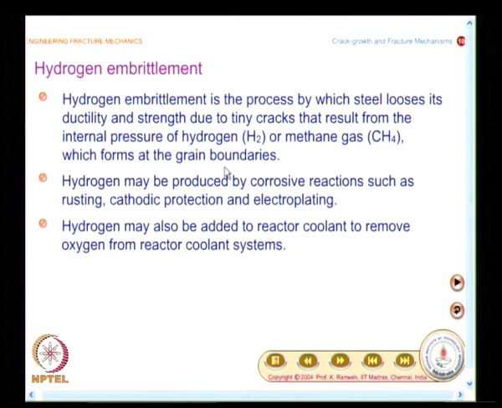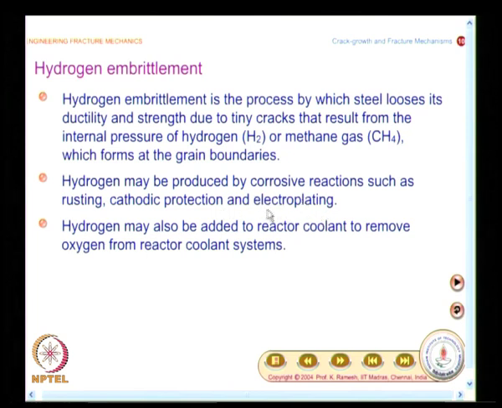So, what is distinct in SCC is grain boundaries are affected by various mechanisms. It is getting affected due to precipitation and active path dissolution. In hydrogen embrittlement, you find tiny cracks that form due to internal pressure of hydrogen. And where does this hydrogen come from? This may be produced by corrosive reactions such as rusting, which is very commonplace, cathodic protection as well as electroplating.